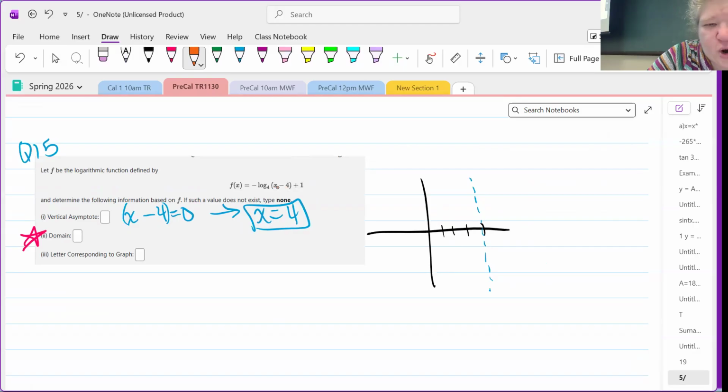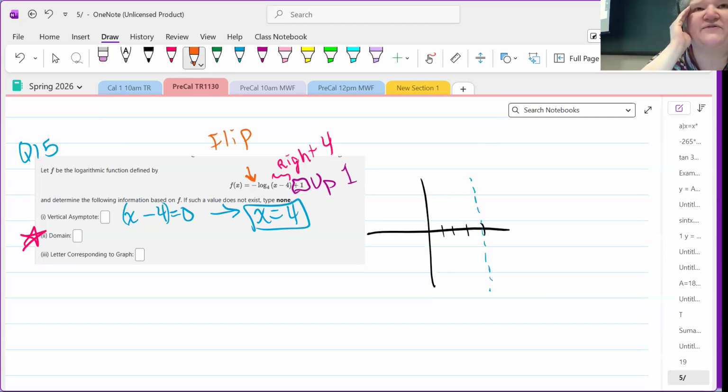So the x minus 4 shifted the graph right 4. And then the +1 there shifts the graph up 1. And then this minus sign in front is going to do a flip. But we have to figure out which way that flip goes. So since this flip is outside the function, it's going to flip our y values. So this is going to flip positive and negative y values.